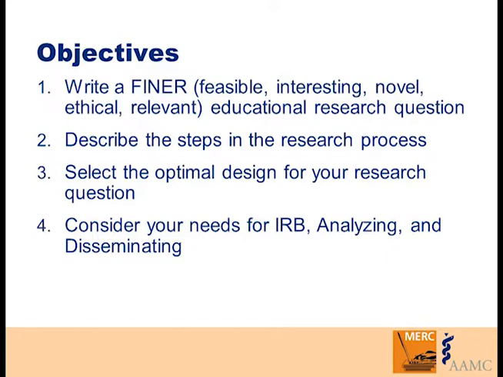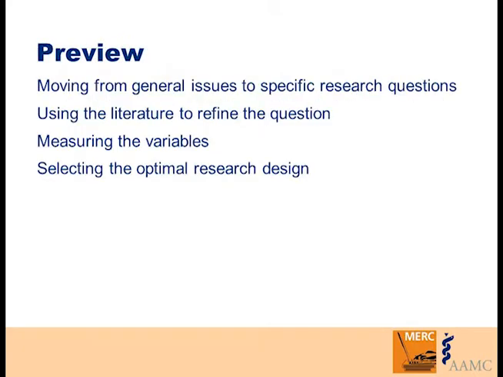So let's get started. There are 4 objectives to this session. They are: write a finer research question, develop the steps in the research process, select the correct or optimal design for your research question, and consider your needs for IRB approval, analyzing your data, and dissemination. As we move through the workshop, we will talk about moving from general issues or topics that interest you to specific research questions, touching on using the literature to define and refine your question, measuring the variables, and selecting the optimal research design.